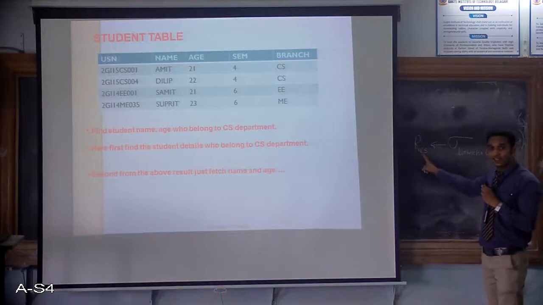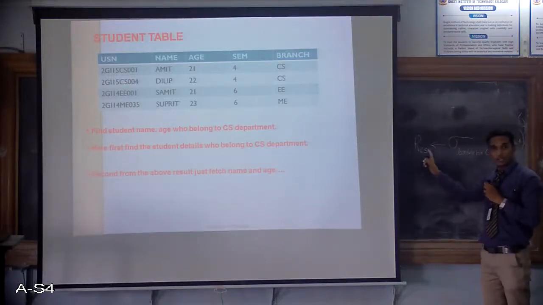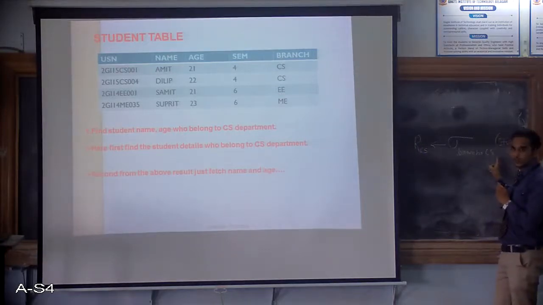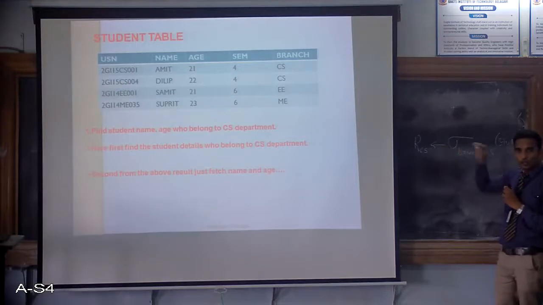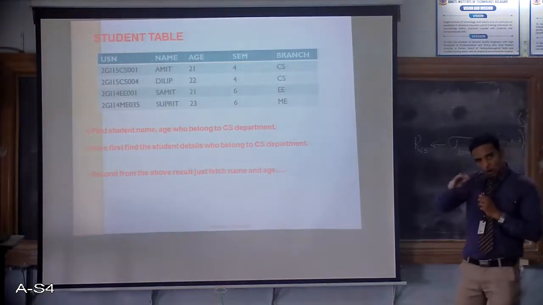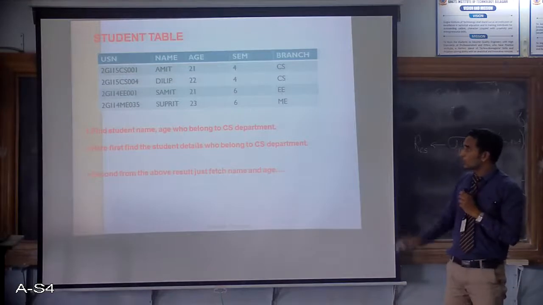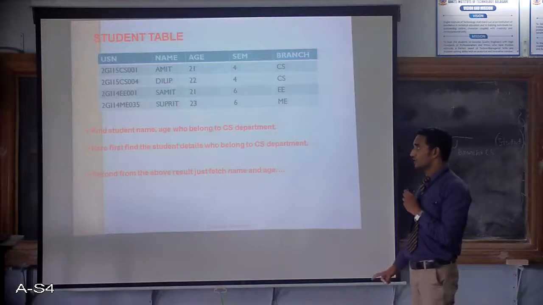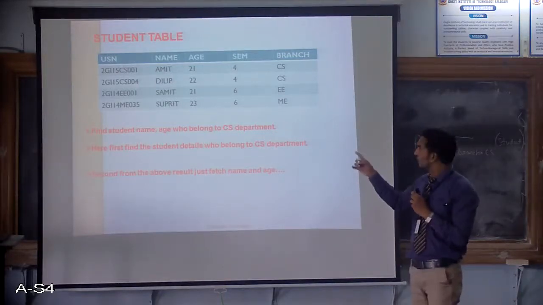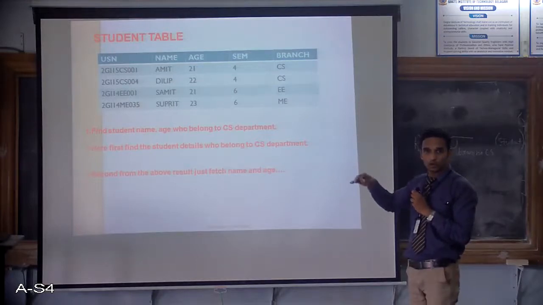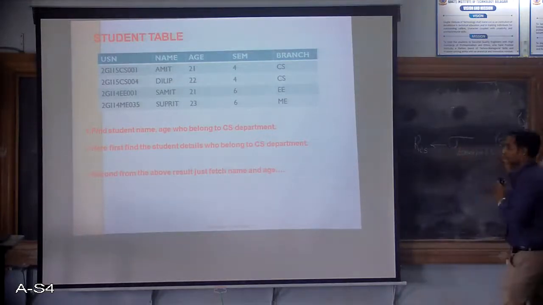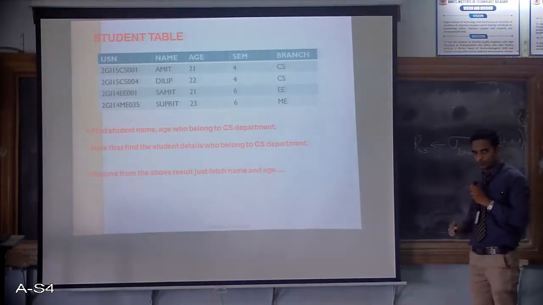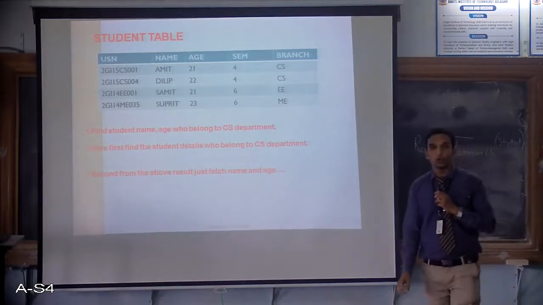Okay. Now RCS, again, what is the RCS? It's a new relation which will select only those rows whose branch is CS. So what is RCS holding here? It holds all the rows who belong to the CS branch. That is 2GI15CS01 Amit 21 4 CS, 2GI15CS04 Dilip 22 4 CS. Both others are EC and mechanical, so those are ignored. Once those rows are selected, I give the intermediate name RCS. So RCS will hold those rows who belong to CS.